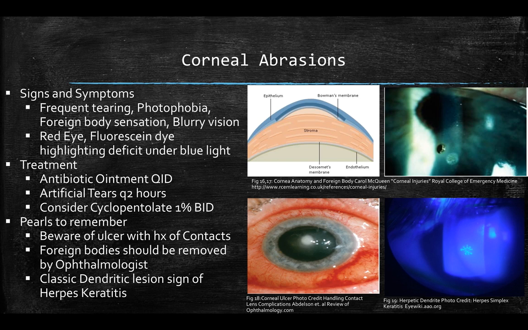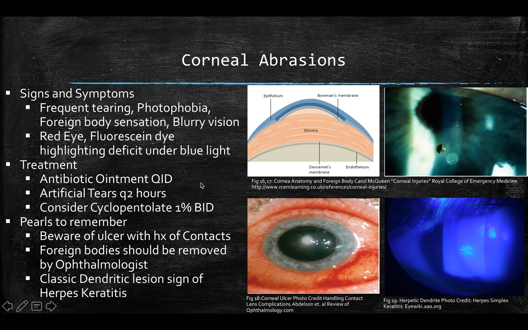They're also going to want to probably do a culture of the lesion itself on different plates to isolate the bug that's growing. A couple other things to consider. The treatment, you're going to want to put them on antibiotic ointment 4 times a day. You're also going to want to give them artificial tears every 2 hours. And you're going to consider giving them cyclopentolate to prevent ciliary spasm. The eye's irritated in general. If you prevent that spasm reflex, sometimes patients can have some relief from that.